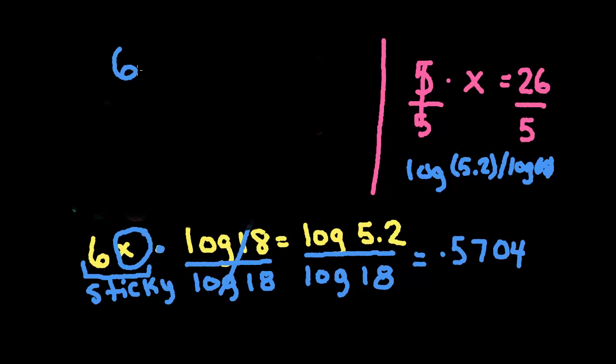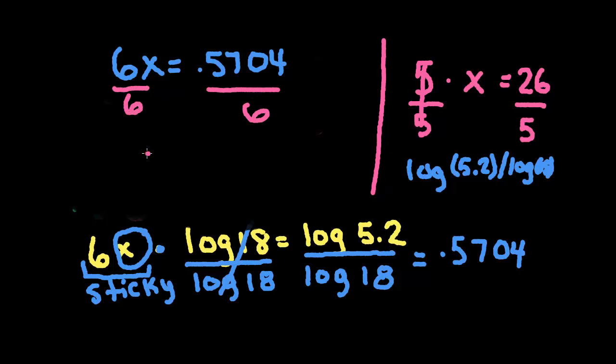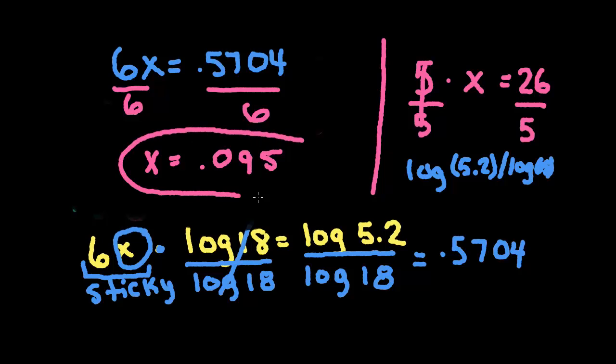I have 6x equals 0.5704, and we all know how to solve that. That's easy. We just divide by 6, divide by 6. So x comes out to equal 0.095. And that's our solution.